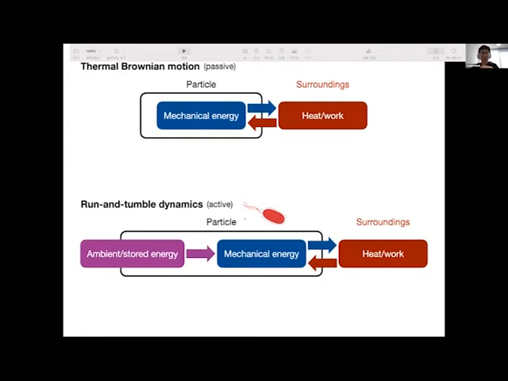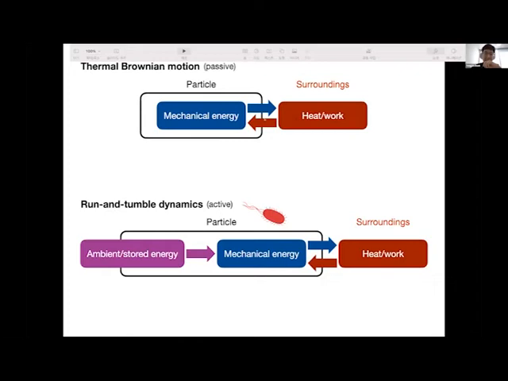So how does this kind of motion differ from the usual Brownian motion? In Brownian motion, the particle is passive, which means that if the particle has mechanical energy, then due to friction from the environment, the mechanical energy can be changed to heat. And then the surroundings, like the water molecules, will hit the pollen particle and thereby transfer heat or work to the particle, and the particle again gains mechanical energy. So there is this back and forth exchange of energy between the particle and the surroundings.